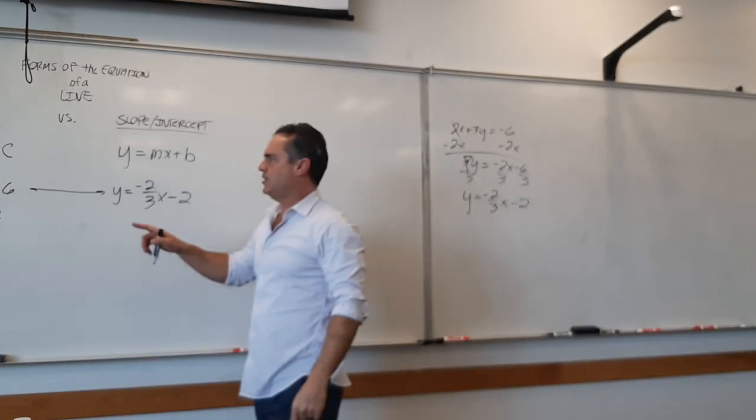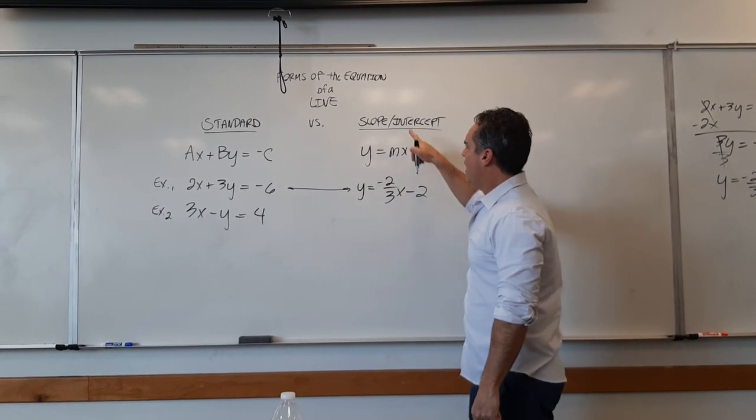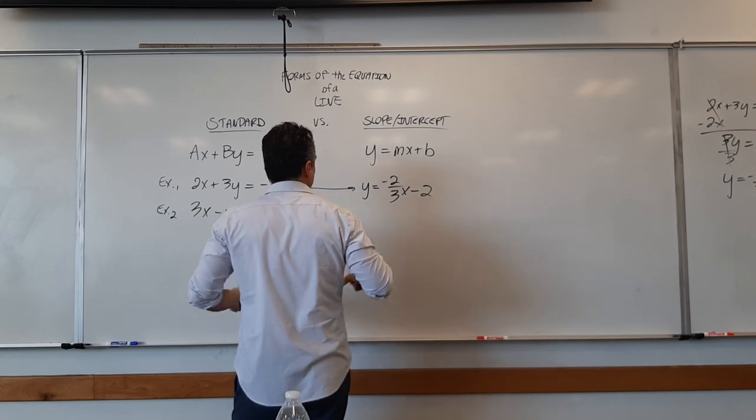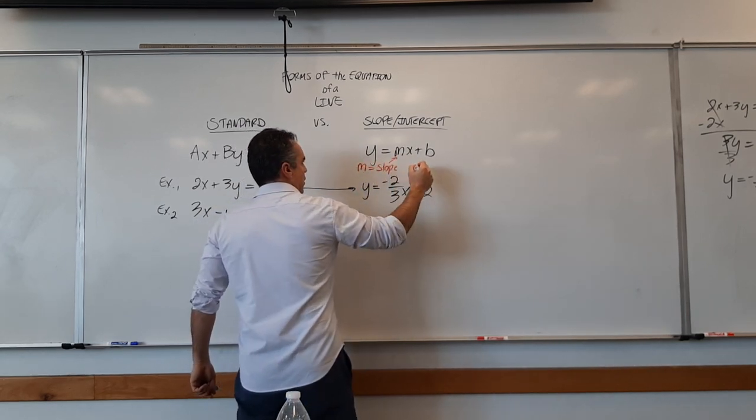But one is in what we call standard form, and this is what we call slope-intercept form. Why is this called slope-intercept form? Well, it's pretty commonsensical. What's M? Slope. What's B?